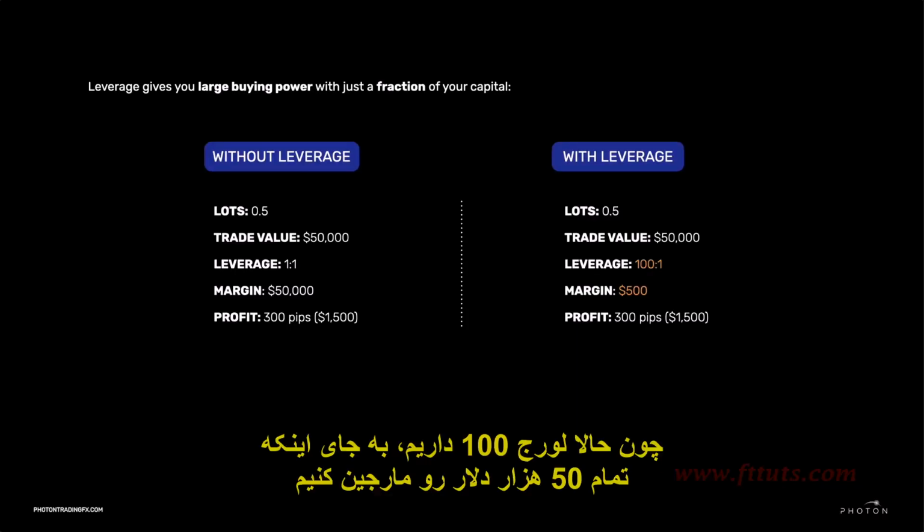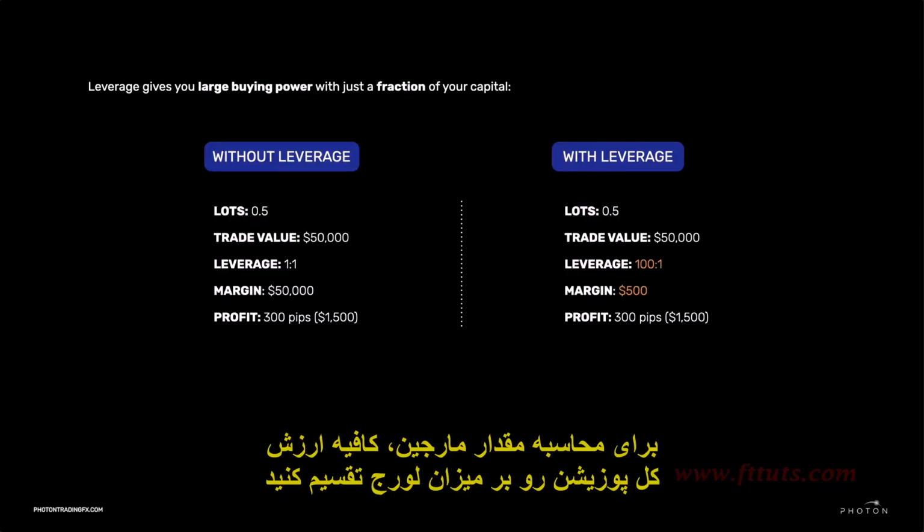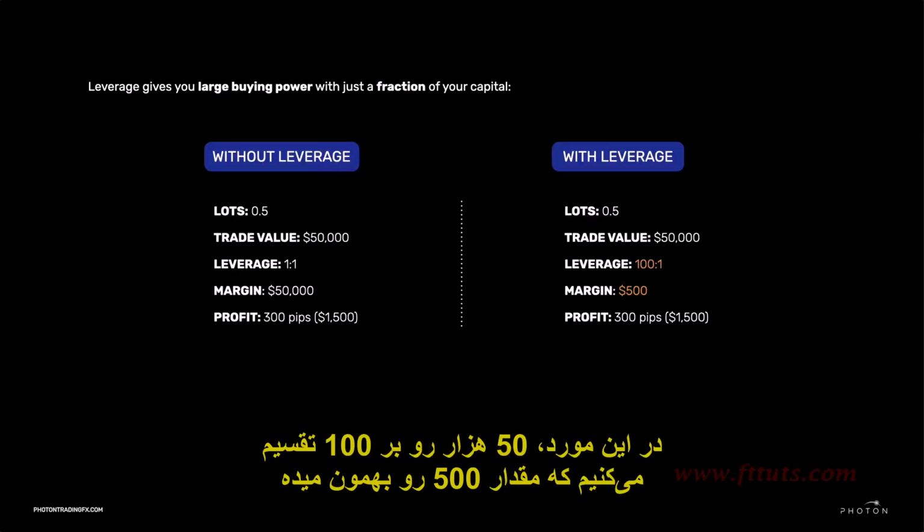Because we now have 100-to-1 leverage, instead of using up all of our 50 grand on the margin, you only need to put up $500 whilst you are in the trade. So to calculate the margin required, you just divide the position value by the leverage ratio. So in this case, we divide 50,000 by 100, which gives us $500.